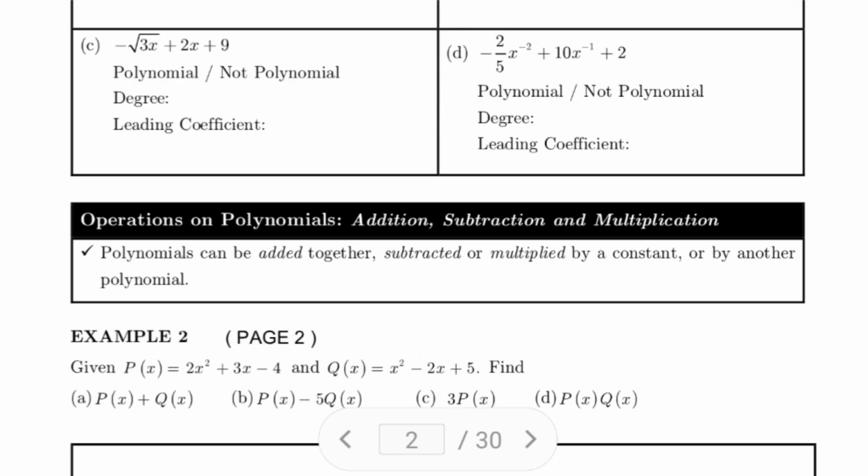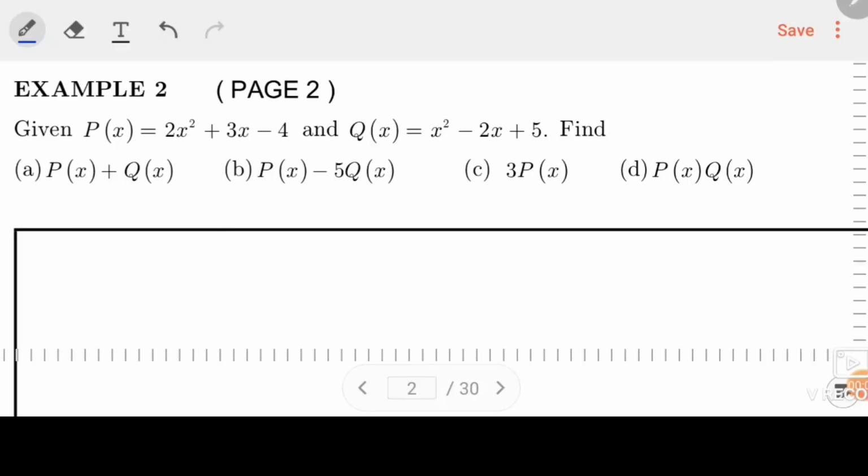Now move to page 2. Operations on polynomials are addition, subtraction, and multiplication. Polynomials can be added together, subtracted, or multiplied by a constant or by another polynomial. Example 2. Given P(x) equal to 2x squared plus 3x minus 4 and Q(x) equal to x squared minus 2x plus 5, find for part A P(x) plus Q(x).